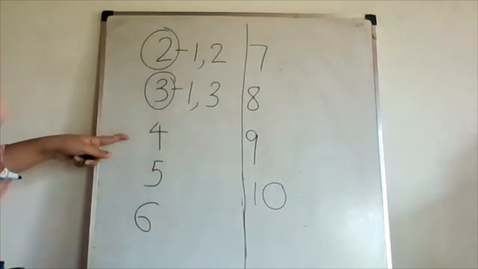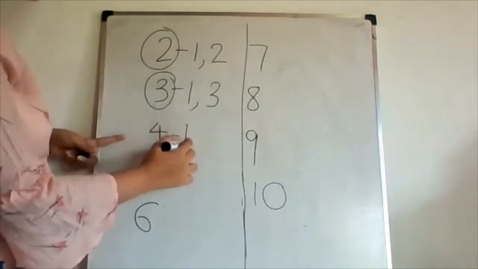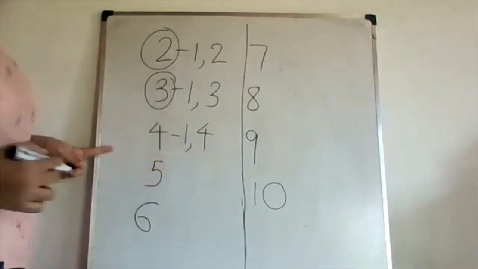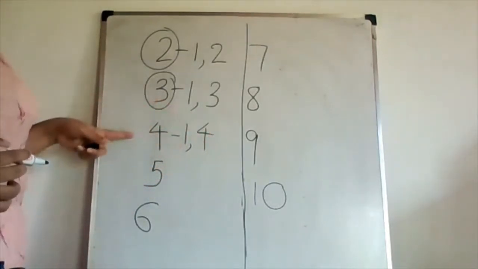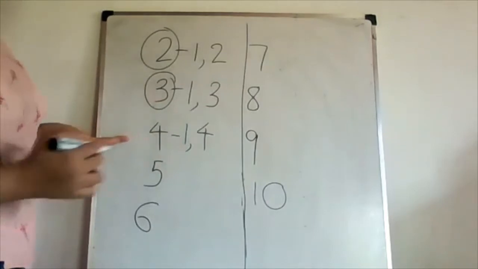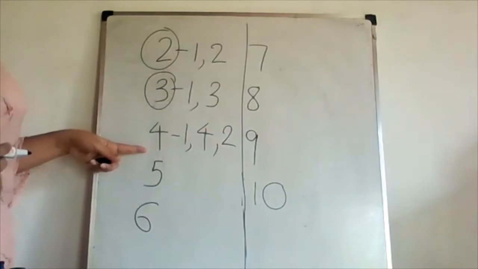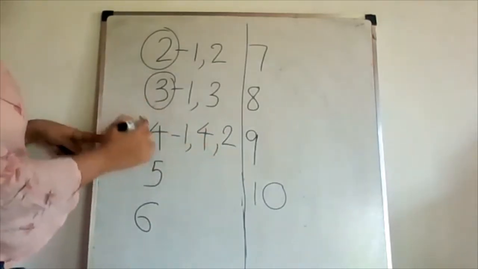Okay, then let's move on to 4. Any number always has 1 as one of its factors. So 4 also has the factor 1 and the number itself, that means 4. And also we can see that 4 is an even number, which means 4 is divisible by 2. So 2 is also a factor of 4. That means 4 has 3 factors. So 4 is not a prime number.